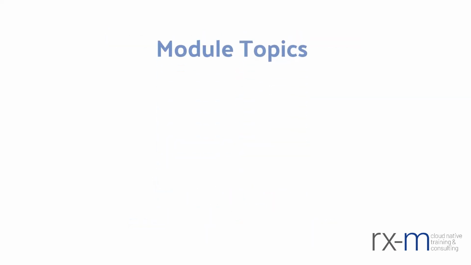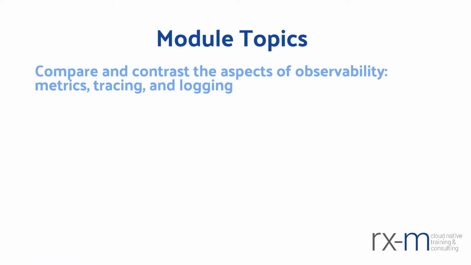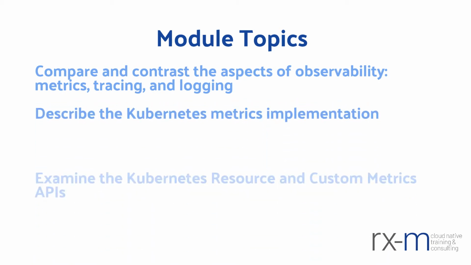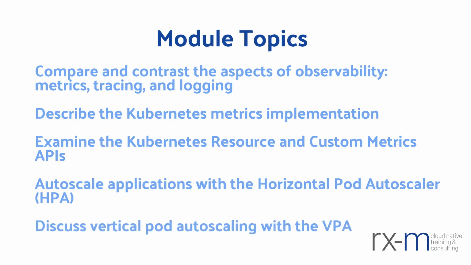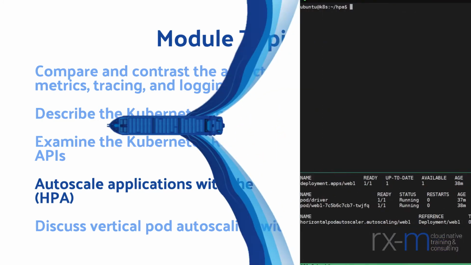In this module, we cover the concept of observability, comparing and contrasting metrics, tracing, and logging. We then take a look at how Kubernetes implements observability by examining the Kubernetes Metrics API and the Kubernetes Custom Metrics API. We also take a look at auto-scaling workloads with the Kubernetes autoscalers.